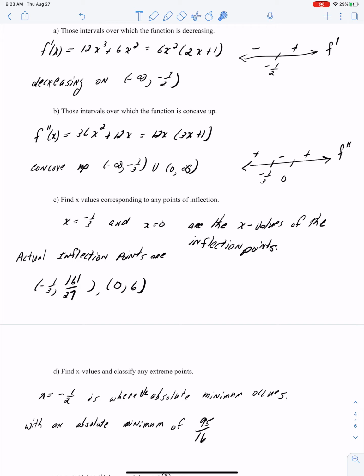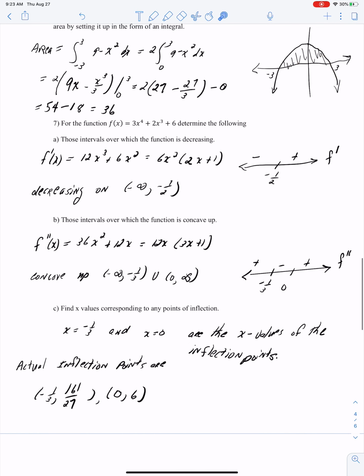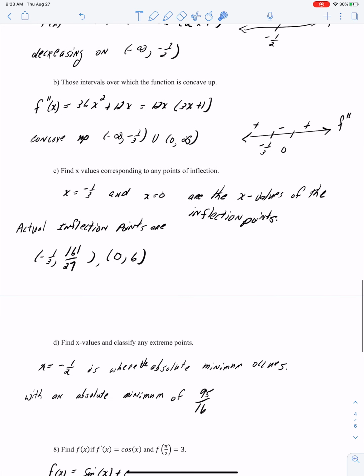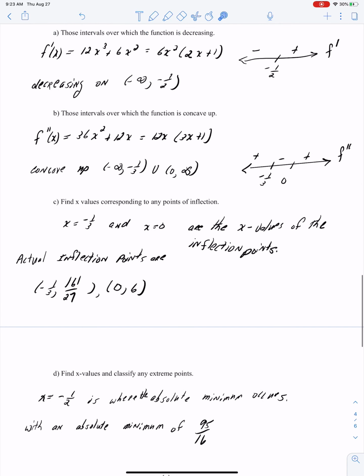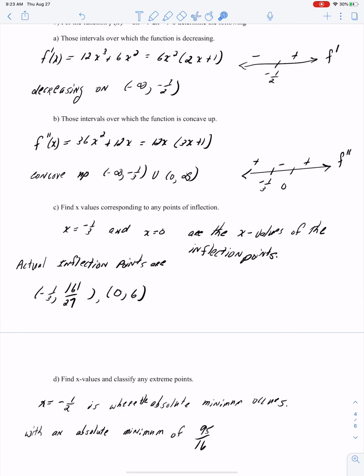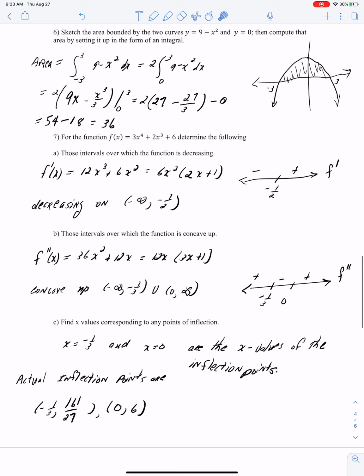Now those minus 1/3 and 0 are just the x values of the inflection points. The actual inflection points are minus 1/3, and then I have to take that and plug that into my original function, which is up here and kind of ugly. I claim that if I do that, I'm going to get an inflection point at minus 1/3, 161/27, and another inflection point at 0, 6. Obviously, if I plug in 0 here, I'm going to get a y value of 6.